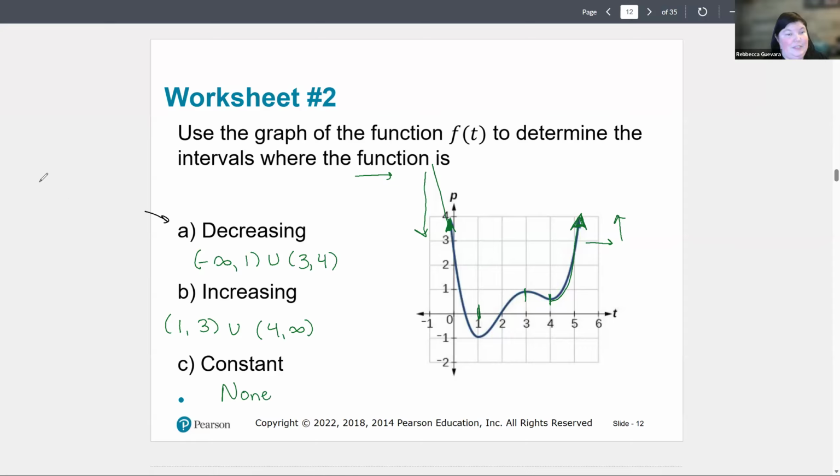So just to rewrite this again, if we were to just use intervals, for decreasing we have x is less than 1 and x is between 3 and 4. For increasing, we would have x is between 1 and 3. And we have x values that are greater than 4, which is also an interval where it's increasing.